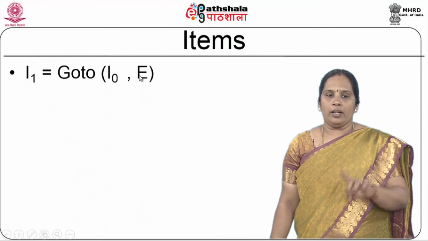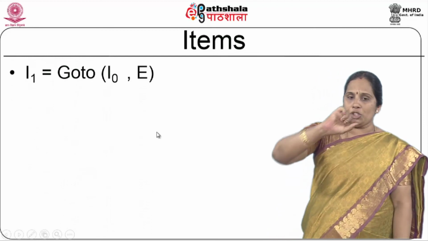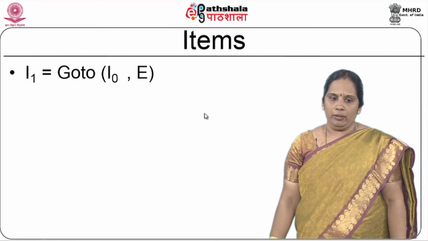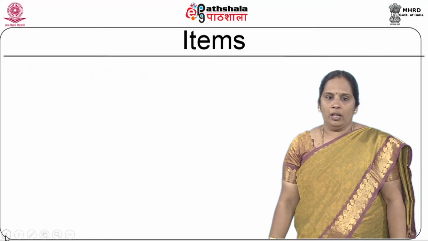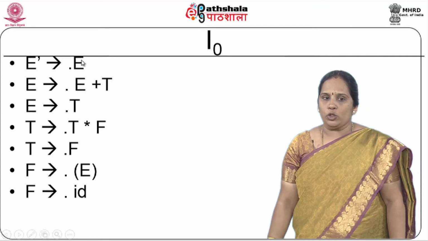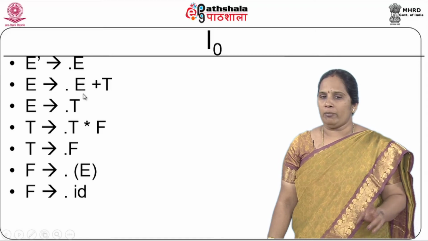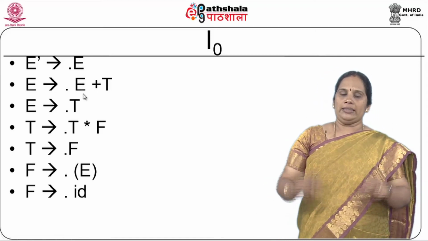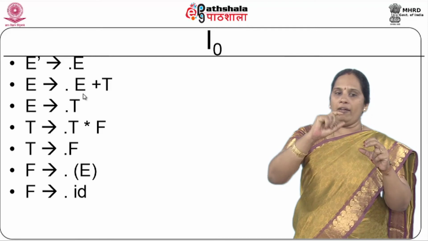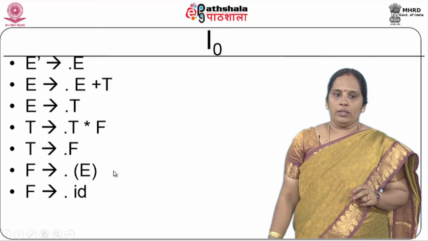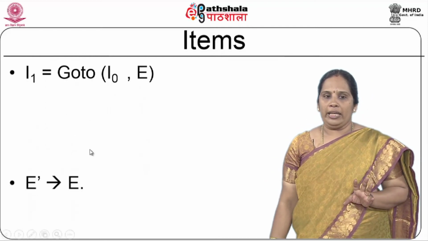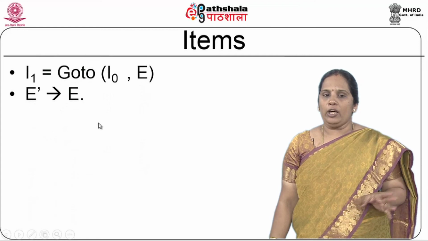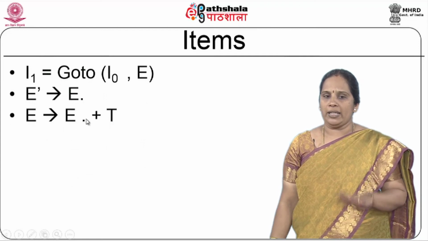So, I naught comma E. How do I do that? I have to shift the dot by one position. These two productions will now qualify for I naught comma E, because these two productions have an E after the dot. So, that will be go to of I naught comma E, which is E dash produces E dot and E dash produces E dot plus T.